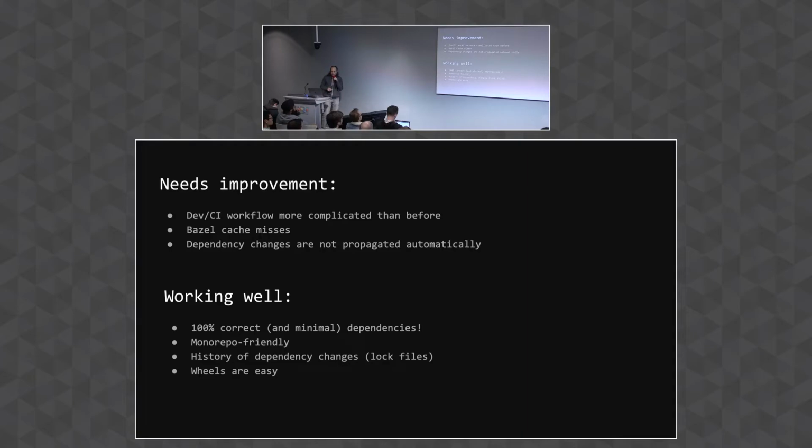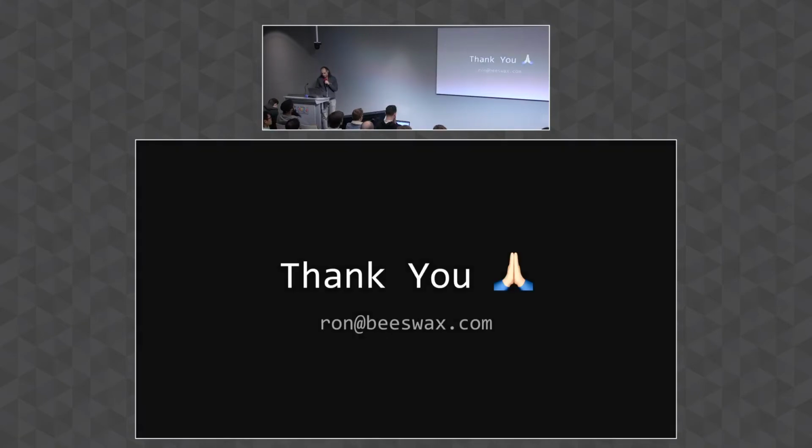On the plus side, we did achieve our most important goal, which is to reliably know the precise set of third-party dependencies that every Python application has. That is the set that contains everything the application needs and nothing that it doesn't. Our solution is monorepo friendly, which should go without saying because we're a monorepo. And it has the nice side benefit that we can now track dependency changes over time because our lock files are checked into Git and we have their histories. And last but not least, we can easily produce wheels for our Python applications, which has made deployments a real breeze.